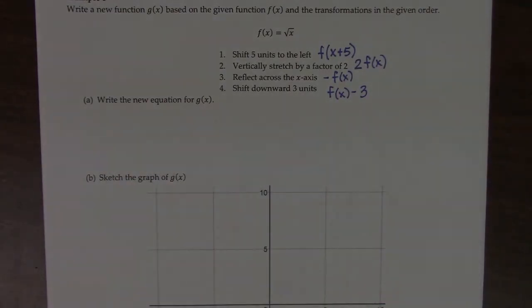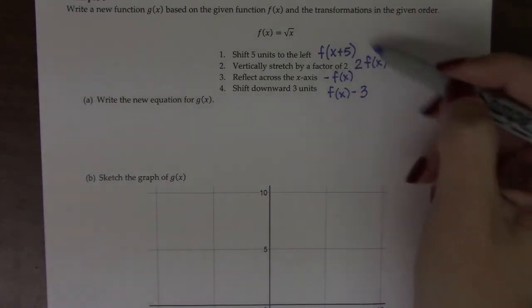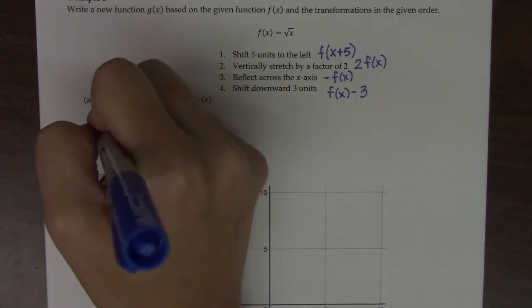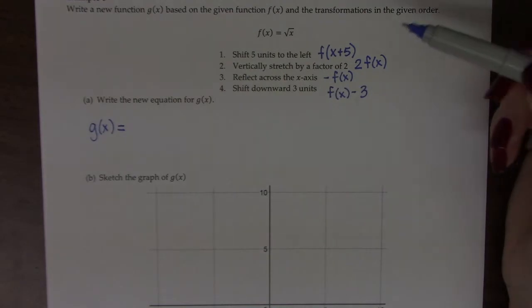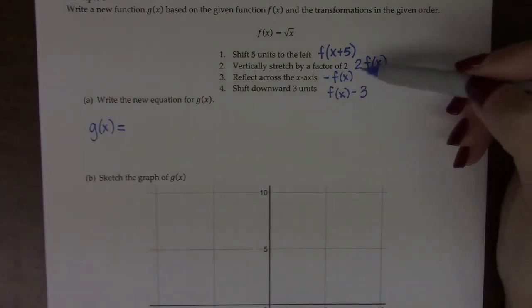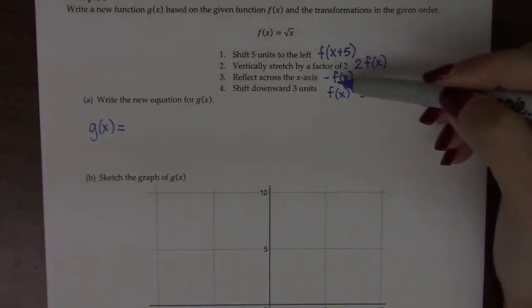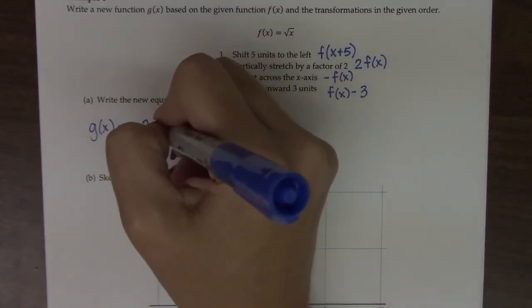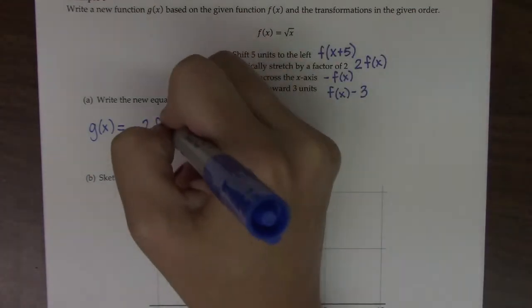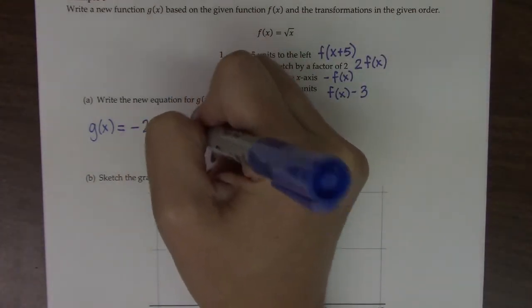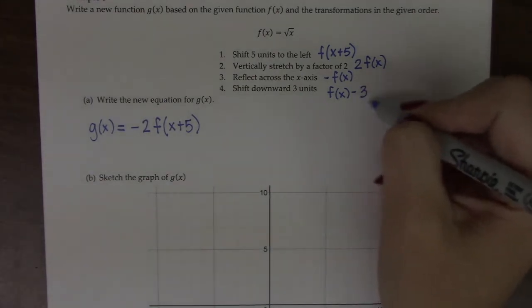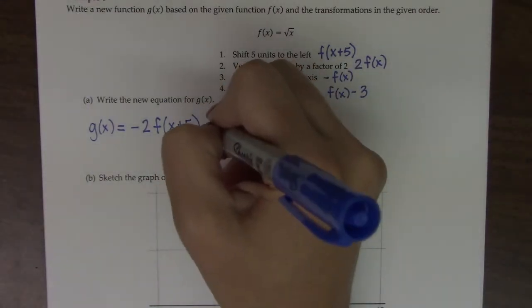So part A now says write our equation of g of x. So I'm going to now apply all of these moves to my equation. So g of x, on the outside of the function, I'm supposed to multiply it by 2 and by -1. So I'm going to get -2. On the inside, I'm supposed to plug in x plus 5. And on the outside over here, I'm supposed to subtract 3.